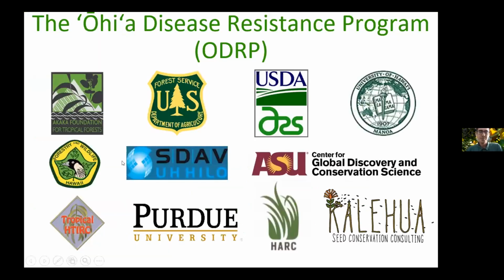And so to meet this need, the Ohia Disease Resistance Program was formed in 2018. And so this is a partnership, an interdisciplinary group of a bunch of federal, state, and private entities, many of which are here today in this call. And we have a bunch of experts in various fields that are incredibly important for pulling off a complicated program such as a resistance program, in fields such as plant pathology, ecology, plant genetics, tree improvement, and so on.